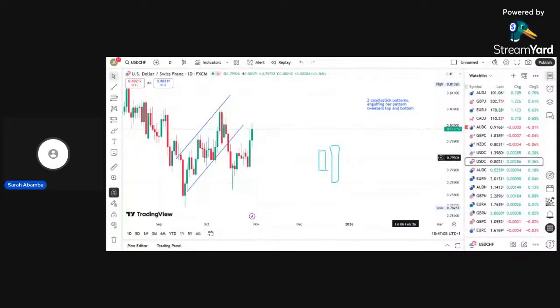Now we flip it over. The second one, which is the bearish engulfing pattern, the first condition is that it must be formed at a support, sorry, at a resistance.